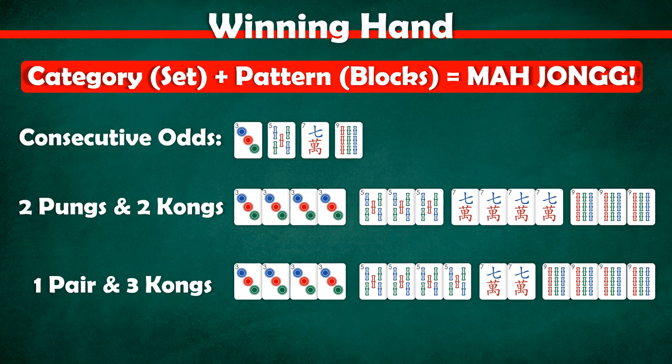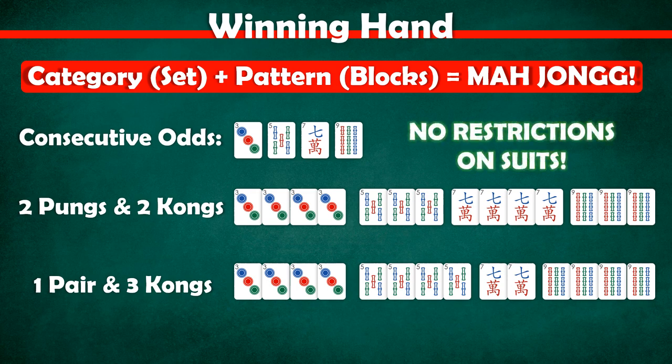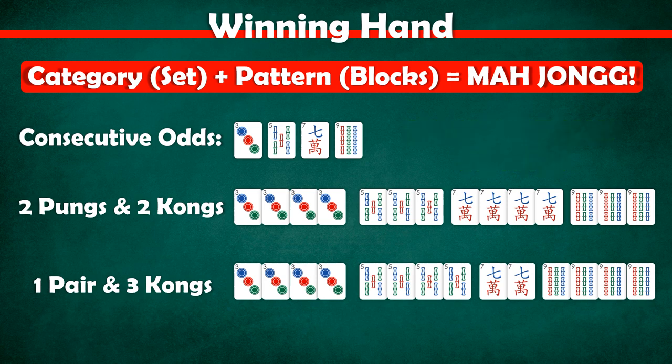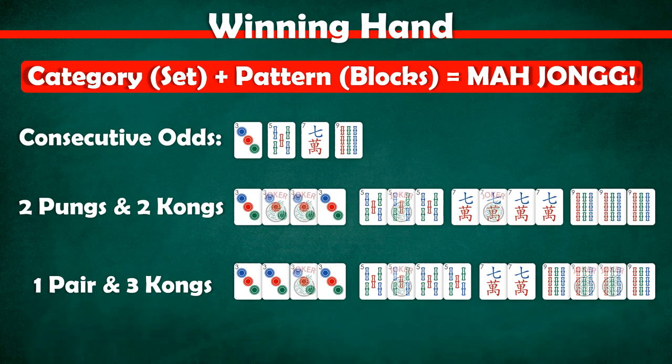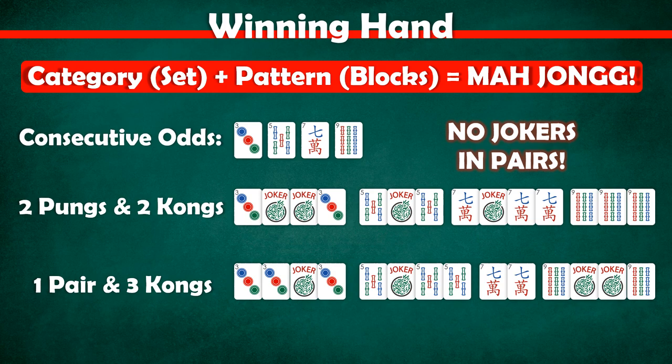As you can see in the example, we use different suits for the tiles. There are no limits on which suits you can use to build winning hands. However, you can only use 1 suit per block. Additionally, if you use only 1 suit in your winning hand, you can score extra bonus points, which will be explained later in the video. Jokers follow the same rules as standard American Mah Jongg. They can take the place of any tile in any block type except for pairs.